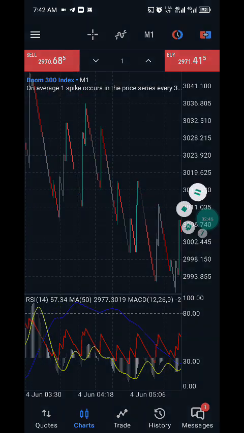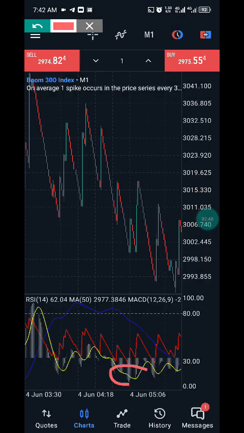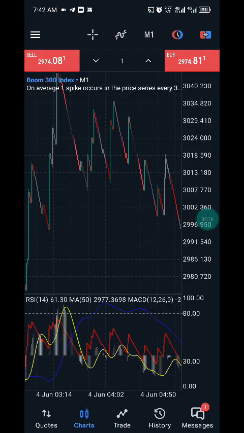Let's see some confirmation. We can see that this yellow line crossed over the 30 level, but our red line could not cross it over. That tells us that all these trades here we are not to take. So you need to be careful: anytime you see the yellow line crossing over the 30 level, you have to wait for the red line to cross it over before you decide to take a trade.